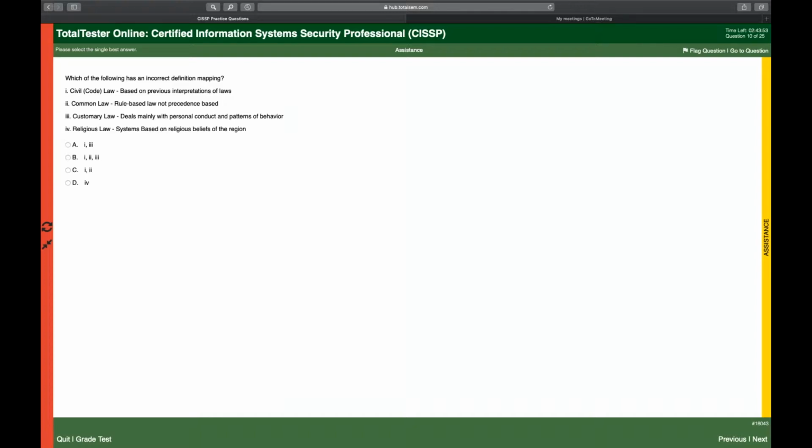Actually, I thought number 3 was one that's not true. Customary law is based on the customs of like an indigenous tribe or something. That would be personal conduct and patterns of behavior. Yeah, that's their patterns of behavior. I think that's why it's right. Okay. That's why it's not. It's based on certain cultures.